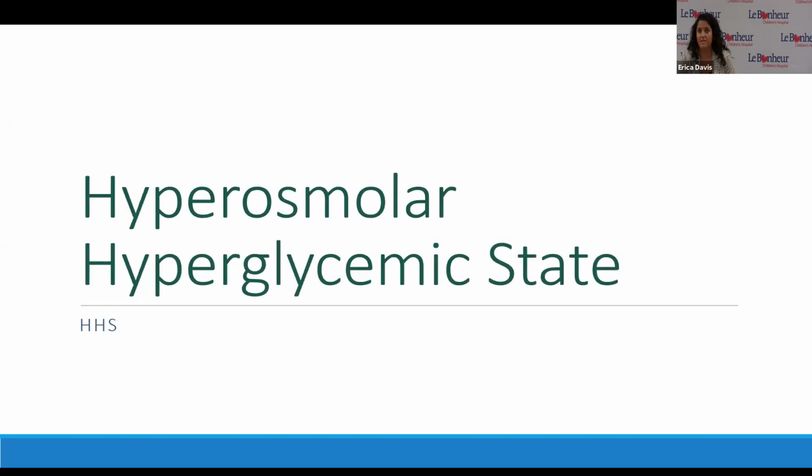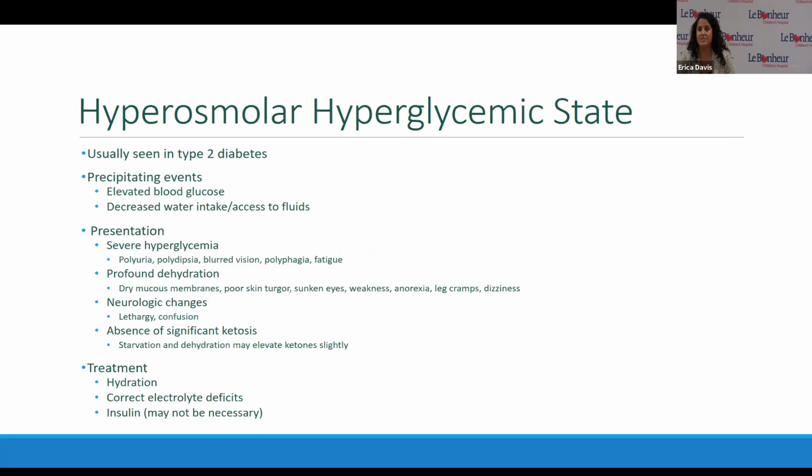Now we're going to talk about this thing called the hyperosmolar hyperglycemic state. This is usually seen in type 2 diabetes, not very often in type 1 diabetes. Precipitating events are going to be different than that DKA. We are going to see a severely elevated blood glucose level, and it's most often related to decreased water intake or lack of access to fluids. So dehydration is a huge thing with this hyperosmolar hyperglycemic state.